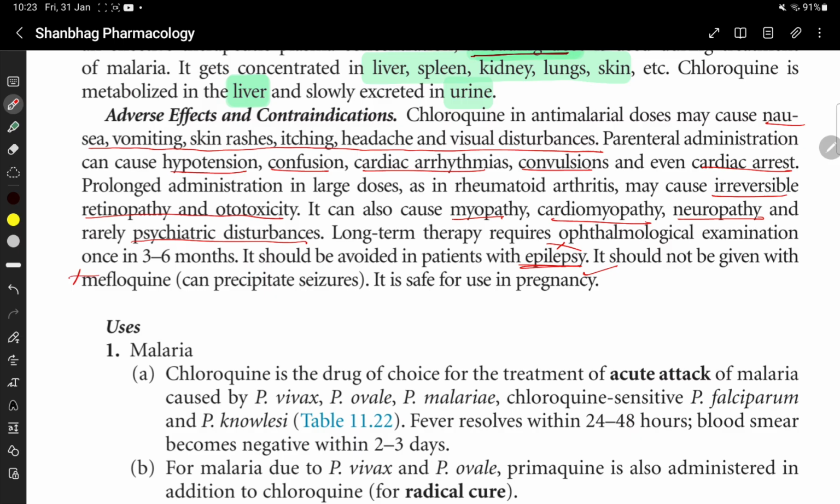Chloroquine can cause nausea, vomiting, skin rash, itching, headache, and visual disturbances. Parenteral administration can cause hypotension, cardiac arrest, confusion, convulsions, and cardiac arrhythmias. Prolonged use can cause irreversible retinopathy and ototoxicity. It can also cause myopathy, cardiomyopathy, neuropathy, and psychiatric disturbances. It should be avoided in patients with epilepsy.